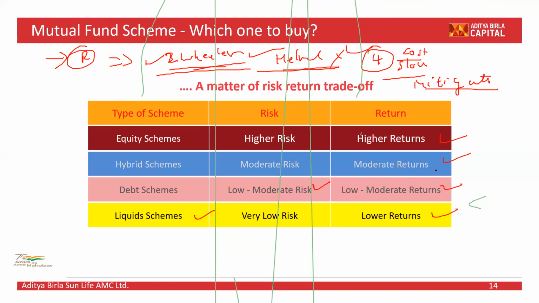You may have a goal which is coming in, say, 20 years, then you may select an equity scheme. You may have a goal coming in, say, 15 or 10 years, you may select hybrid. A goal of 3 to 5 years, maybe a debt scheme, and a goal within 1 year, go for a liquid scheme. So depending on your goal, you should identify the scheme and invest accordingly so that you get the best out of it.